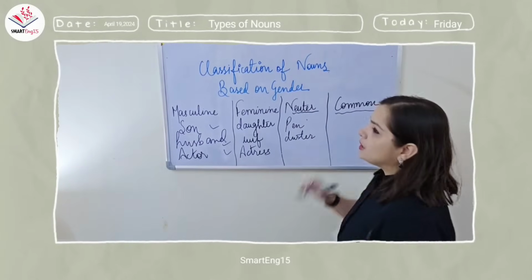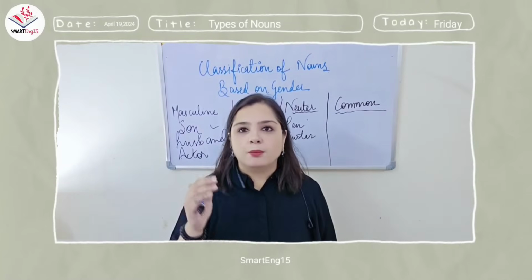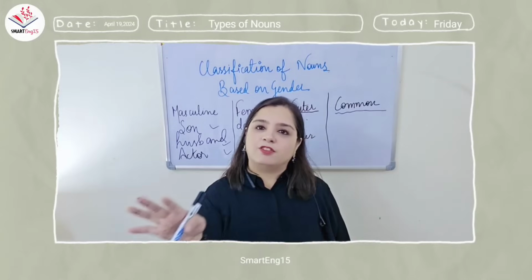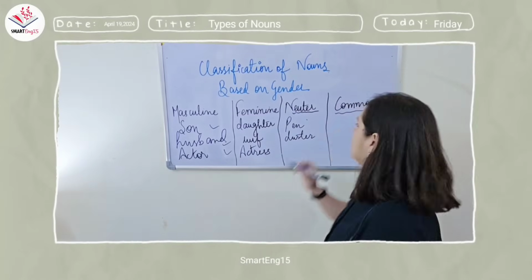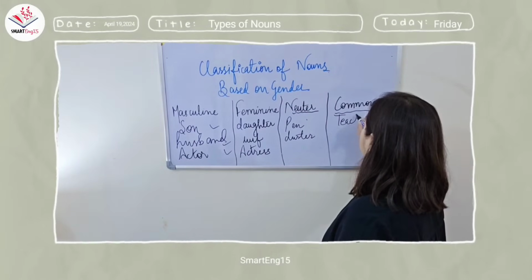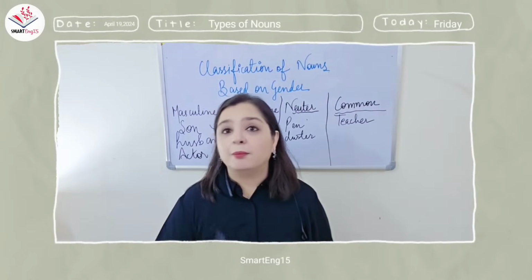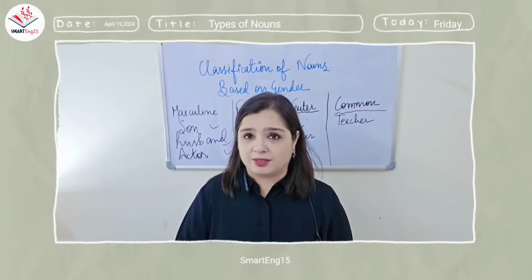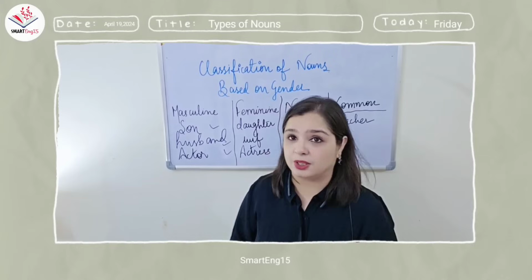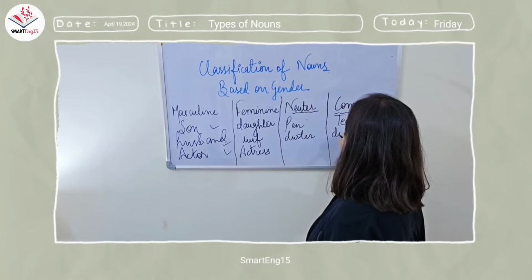Common gender. Common gender is for a person who can be male or can be female. Let's take an example. Teacher. It's not necessary that a teacher refers to a female. A male can also be a teacher, right? There are so many males who are teaching. Doctor.